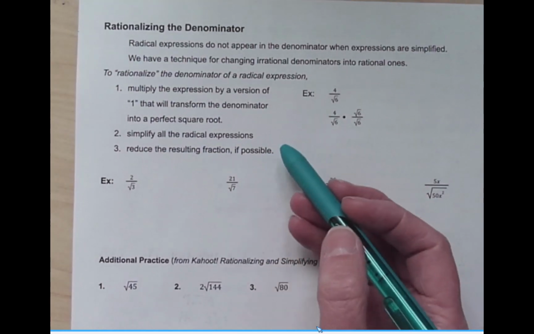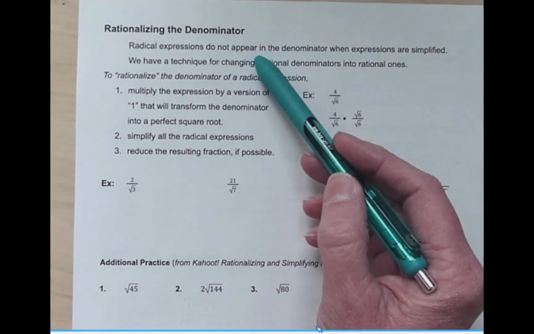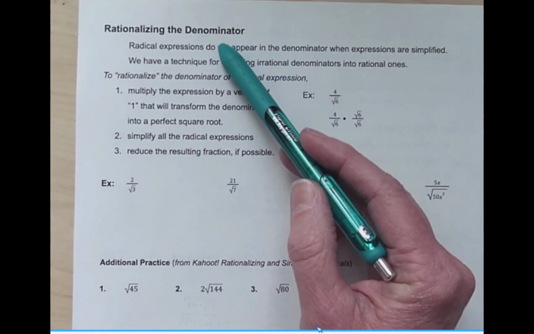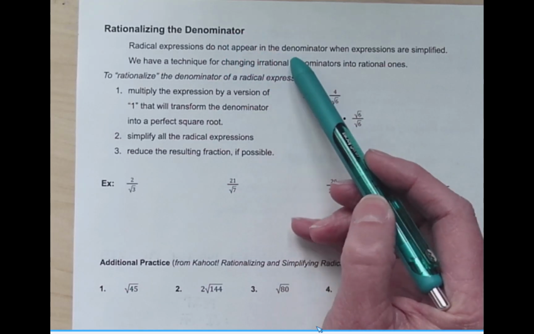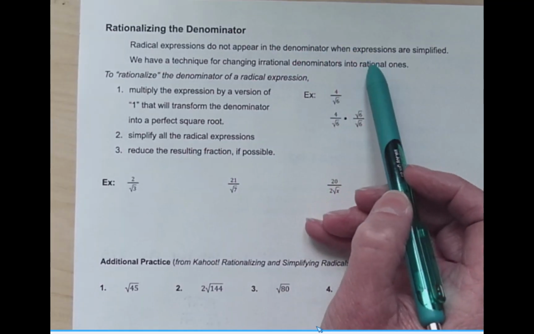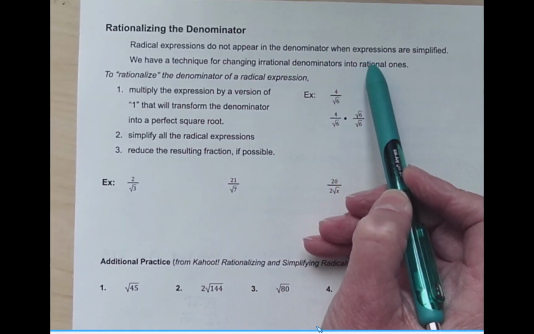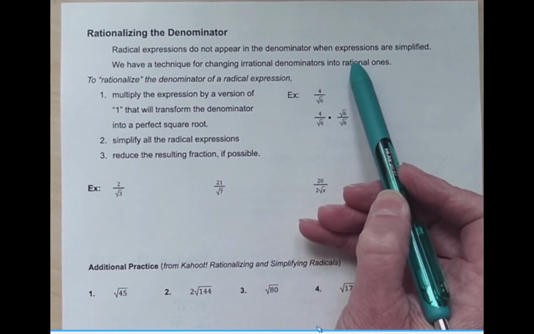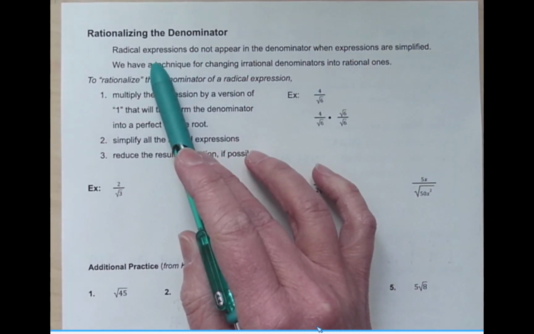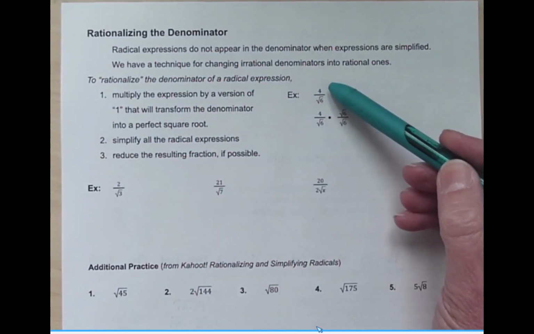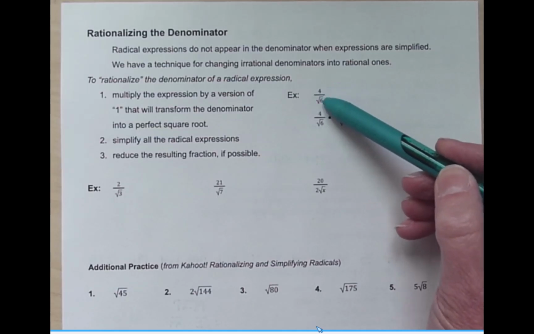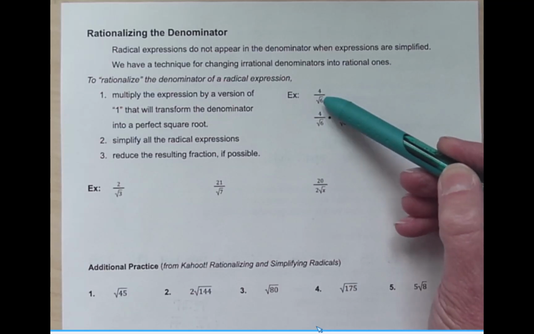All right, let's go on to part 2 here. This way of simplifying is called rationalizing the denominator. Radical expressions do not appear in the denominator if the expressions are simplified. So if we want to have a simplified expression that looks like all of our peers and we can compare our work, we don't have radical expressions in the denominator. If we have something like this right here, 4 over the square root of 6, if we have a radical expression in the denominator, we have a technique for changing irrational denominators into rational ones.